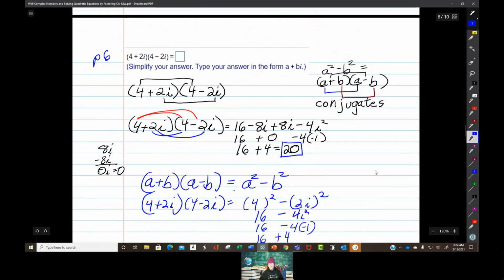Okay, that's it for complex numbers. Get you ready for your homework. Any question about these before we go on to solving quadratic equations by factoring? Only we're going to go a little farther than you would have gone at first in intermediate algebra. Okay, all right.